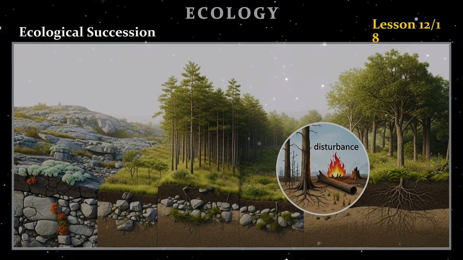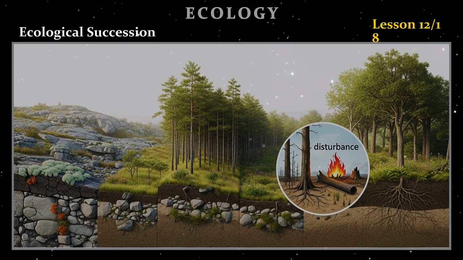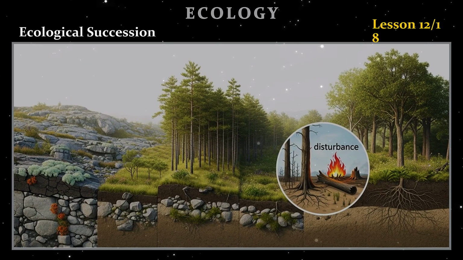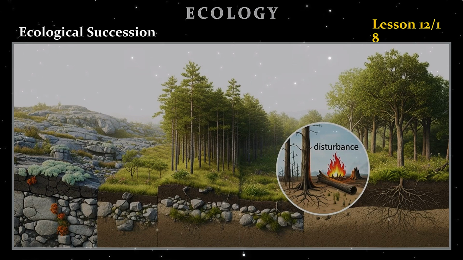Consider the alder tree. It is often an early arrival in succession. The alder has a special ability. It works with bacteria in its roots to fix nitrogen from the air, enriching the soil. It is a fertilizer factory. But as the alder grows, it creates deep shade. The alder seedlings need bright light to grow, so they cannot survive in the shadow of their parents.